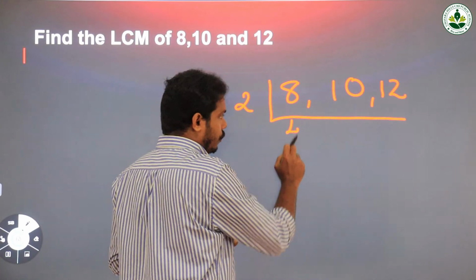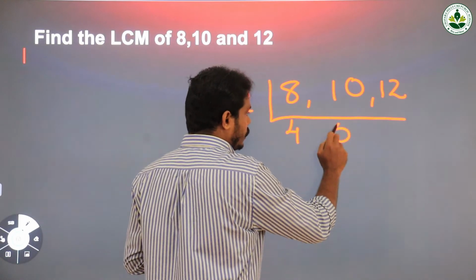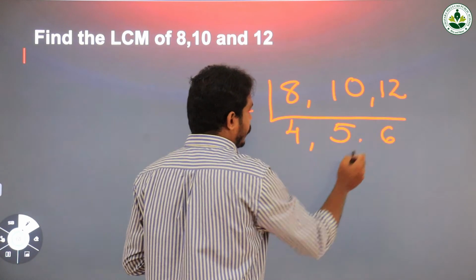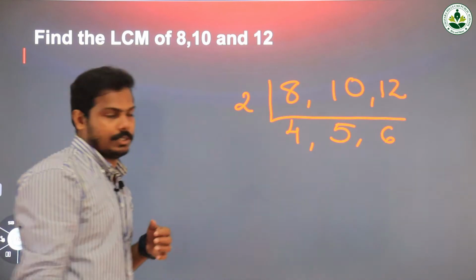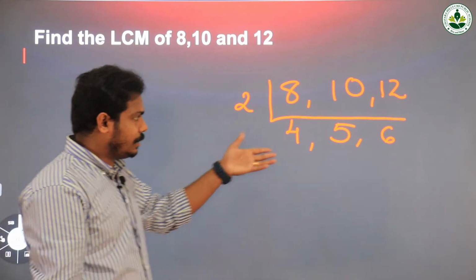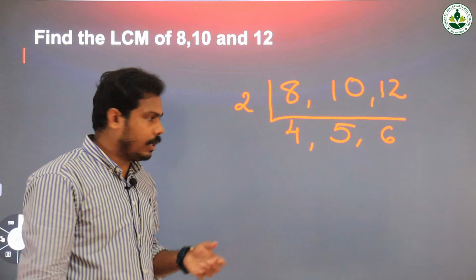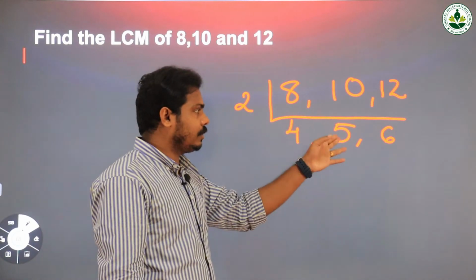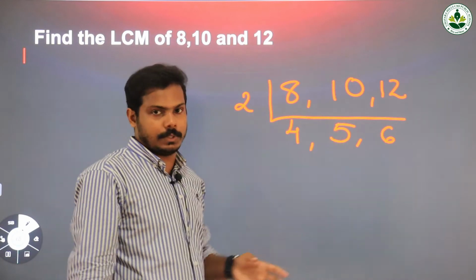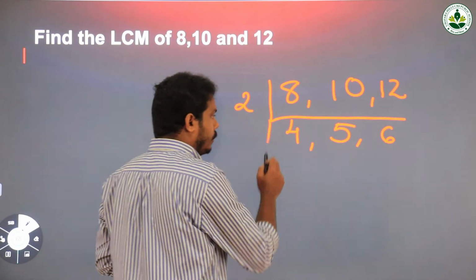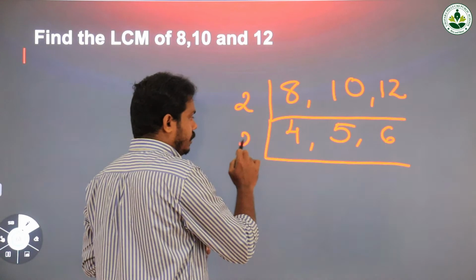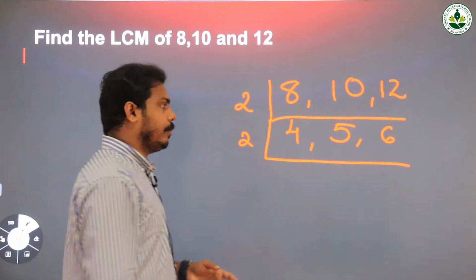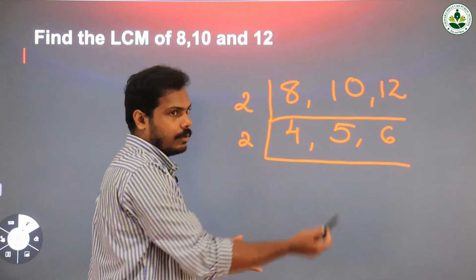8 divided by 2 is 4. 10 divided by 2 is 5. 12 divided by 2 is 6. Half of these numbers: 4, 5 and 6. Now we need to check whether it is possible to divide these numbers by 2. We can divide 4 and 6, but 5 is not divisible by 2. No problem, just write down the number. It is not divisible, so just write it down.